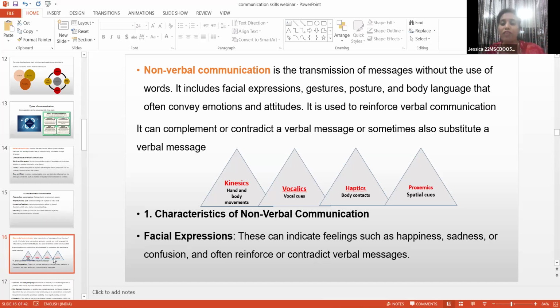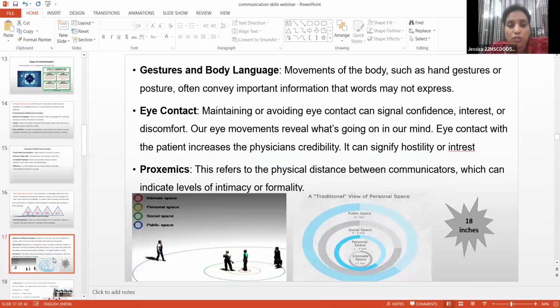These can indicate feelings such as happiness, sadness, confusion, and often reinforce or contradict verbal messages. So as a doctor or as a physician or as a patient, the feelings of happiness, sadness, confusion are more transmitted through our non-verbal communication rather than verbal communication.